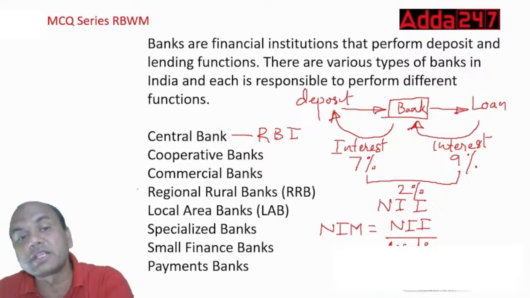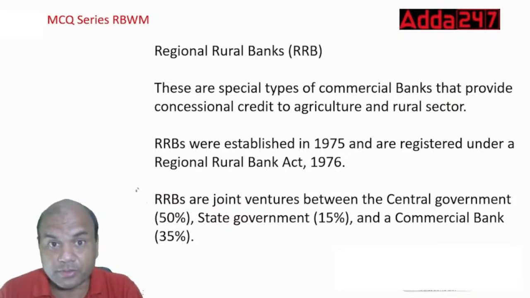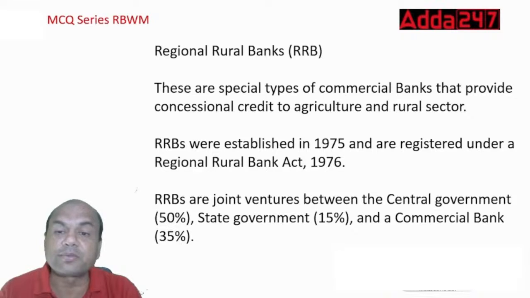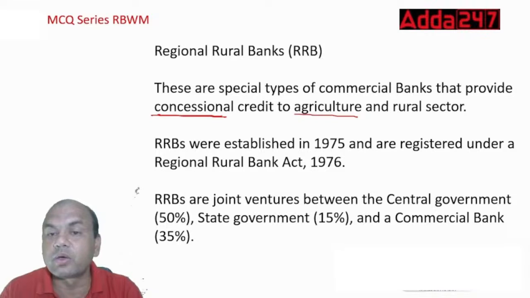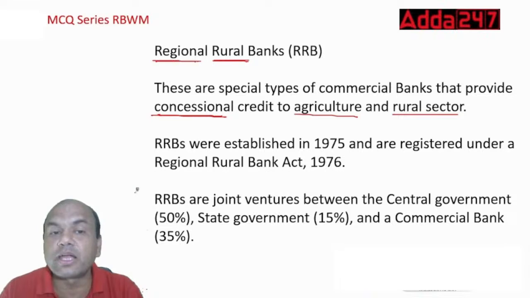Now, importantly, what is asked to you in the exam is RRB. They always ask you about RRB, because RRBs are actually nationalized banks as of now. These are special types of commercial banks that provide concessional credit to the agriculture and rural sector. Remember, concessional credit to the agri and rural sector. See, your name itself, what does it say? Rural, regional. Regional means related to that region only.